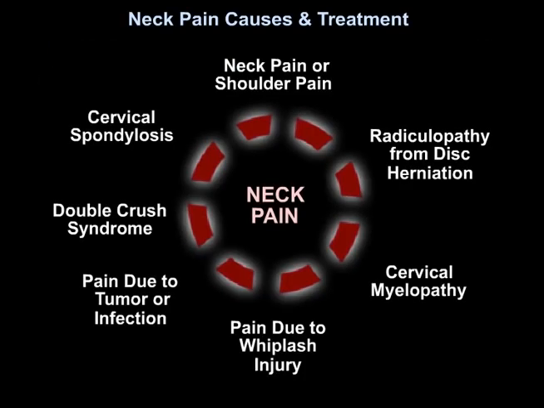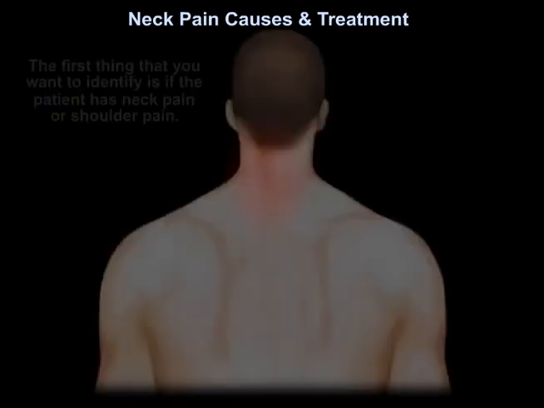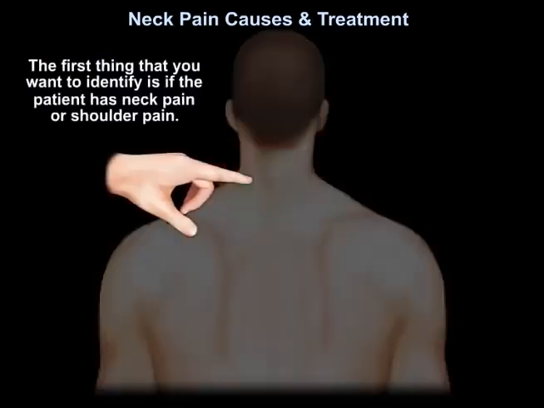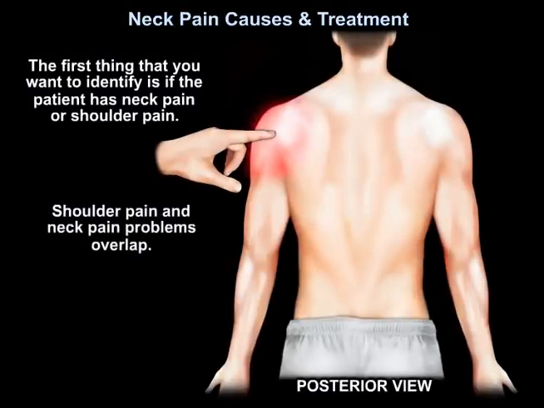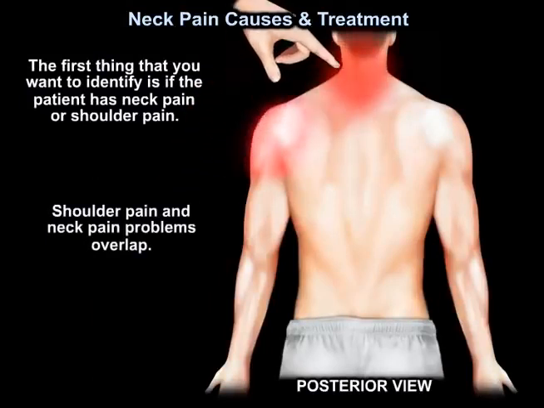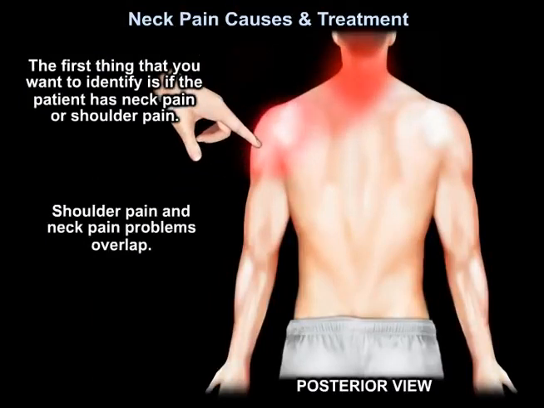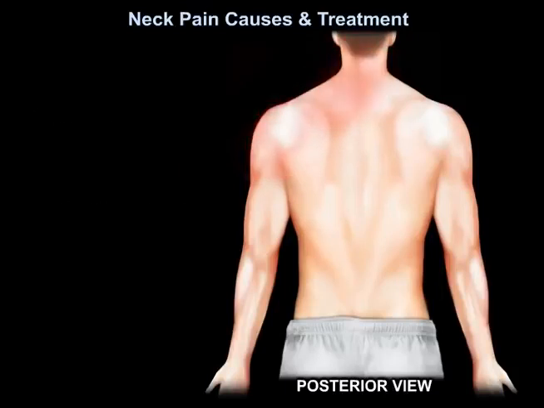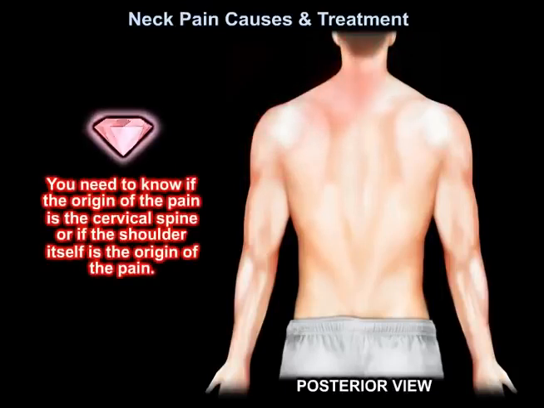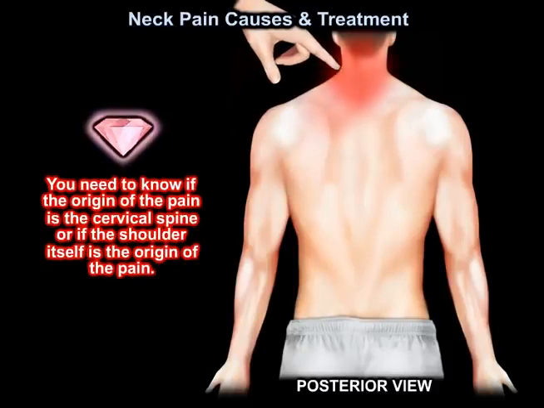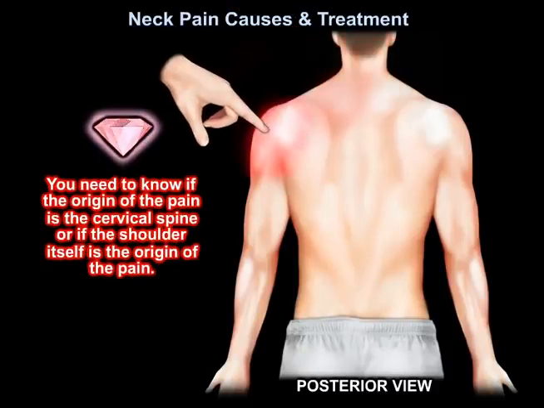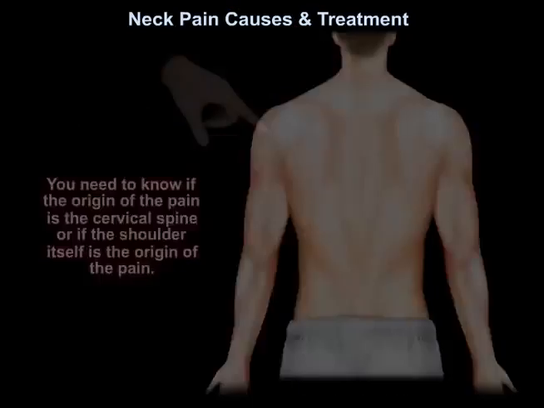The first thing you want to identify is if the patient has neck pain or shoulder pain. Shoulder pain and neck pain problems overlap. You need to know if the origin of the pain is the cervical spine or if the shoulder itself is the origin of the pain.